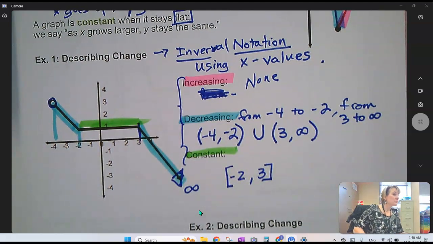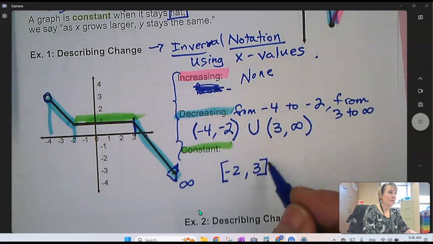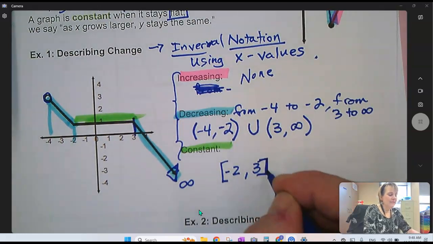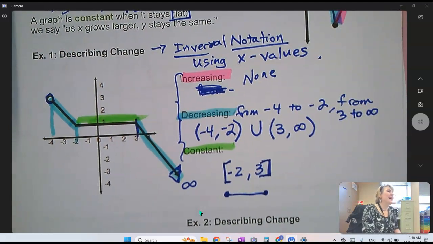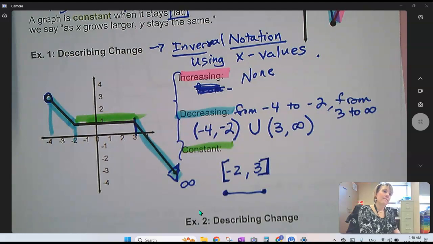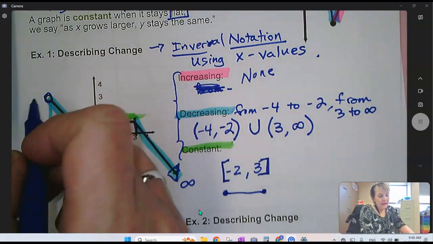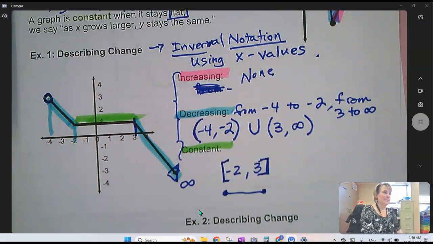When it's closed, that's when it's constant? The square brackets, remember, correspond to having a solid dot. So I'm saying that at that spot, it's not increasing or decreasing. It's hitting -2, but it's not going up and down at that spot. Wait, so why did you go for the closed bracket for -4? It's graphed as an open circle. So if it's an open circle, it's got to have the parentheses here, right?